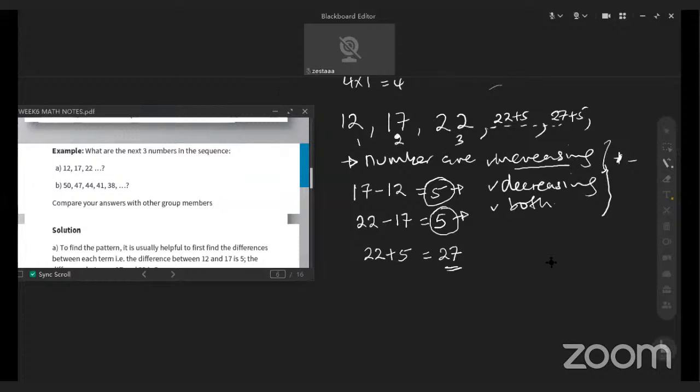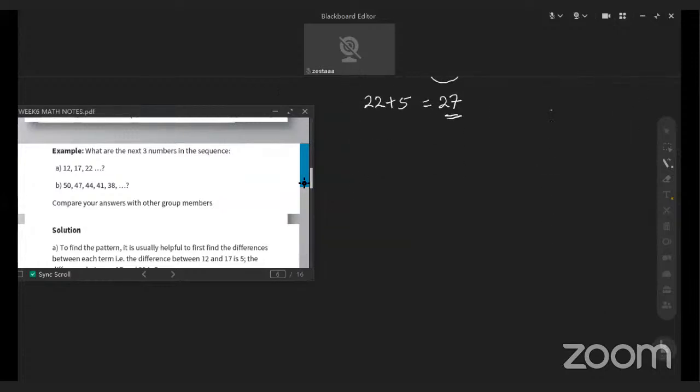Let's look at the other one. I know someone has even already done the second number. We have 45, we have 47, then we have 44, then we have 41, we have 38. We need to find the next two numbers here. Who is giving us the next two numbers?